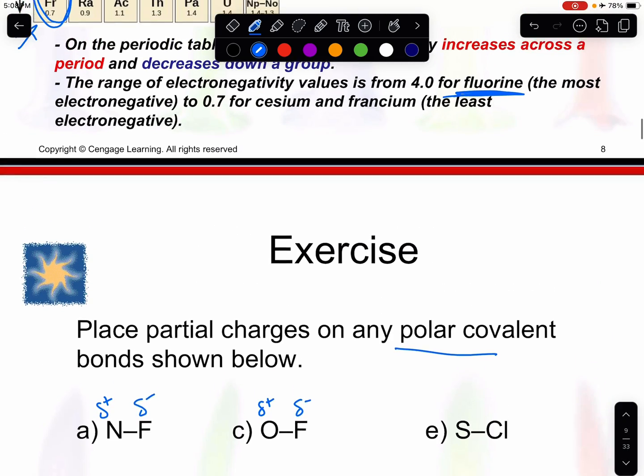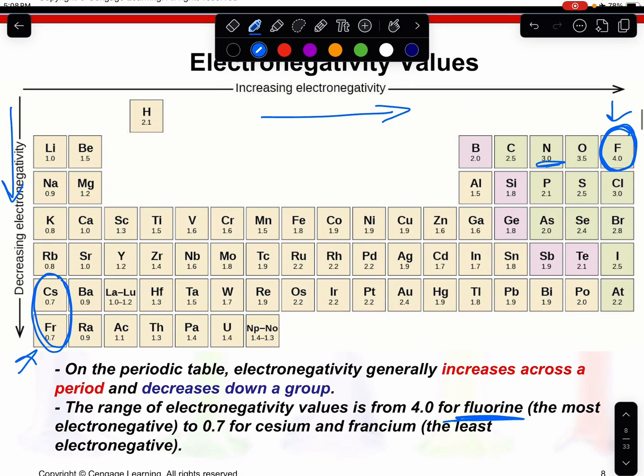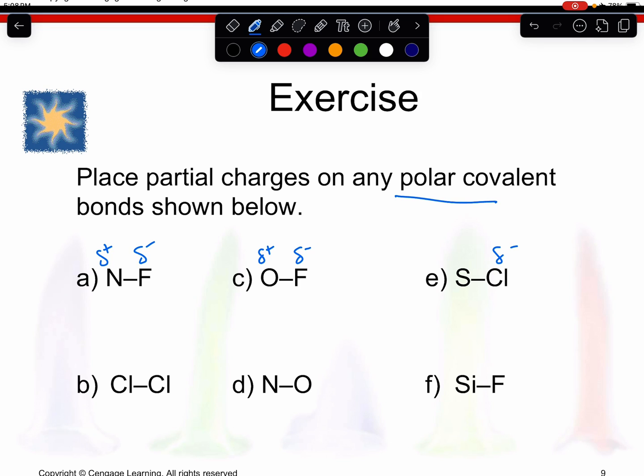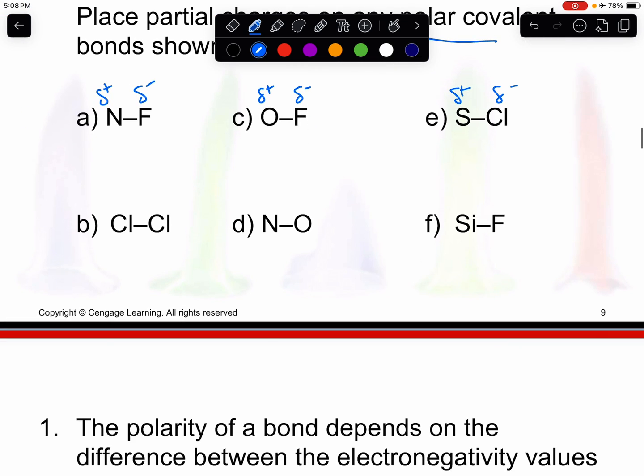And then let's check out S and Cl. I'm just going across here. S and Cl, so 2.5 and a 3. So the Cl is going to hold the electrons more, or pull them. Now, Cl-Cl would be an example of a non-polar bond because they're the exact same. So therefore, we do not use partial positive and partial negative. We only use partial positive and partial negative for polar because something is pulling more than the other.